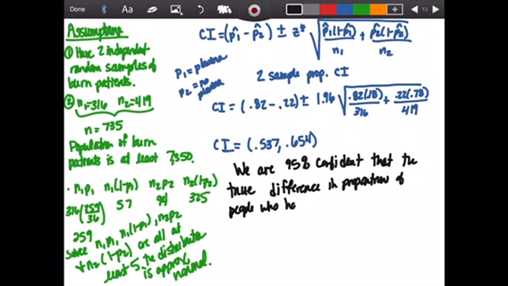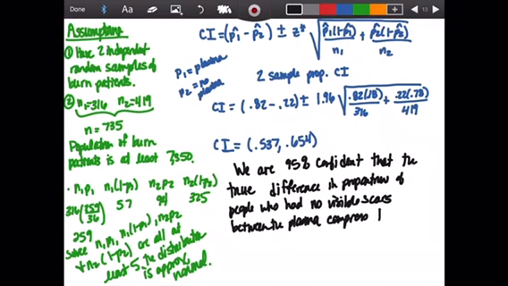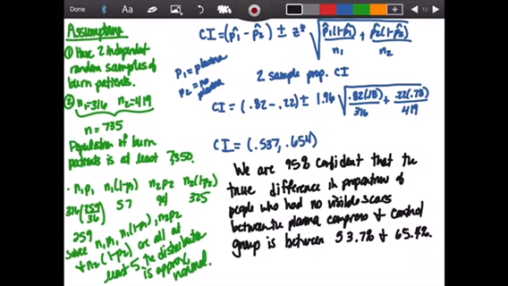of people who had no visible scars between the plasma compress, and we'll call it the control group, is between 53.7% and 65.4%. So you've calculated a sampling distribution, means and standard deviations.